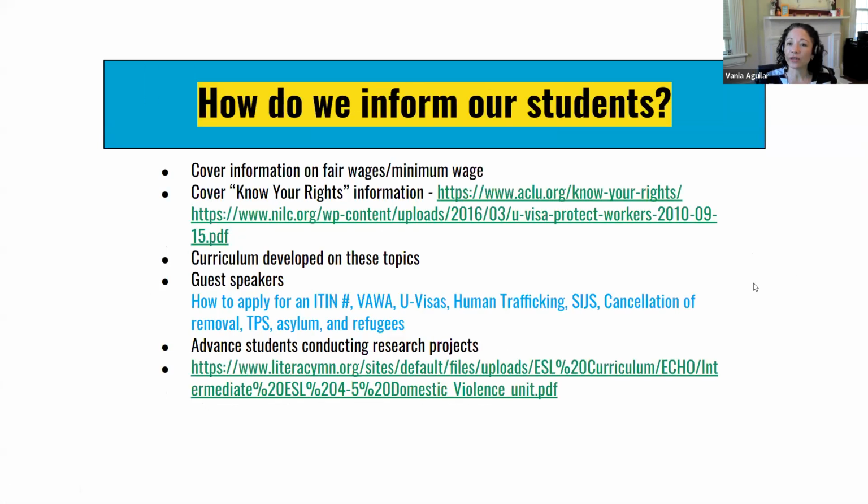Other information that you can distribute is already out there. I like to inform my students about fair wages and minimum wage. And this information you can easily find through the Department of Labor. Many times, the Department of Equal Opportunity in the state of Florida has this kind of information.